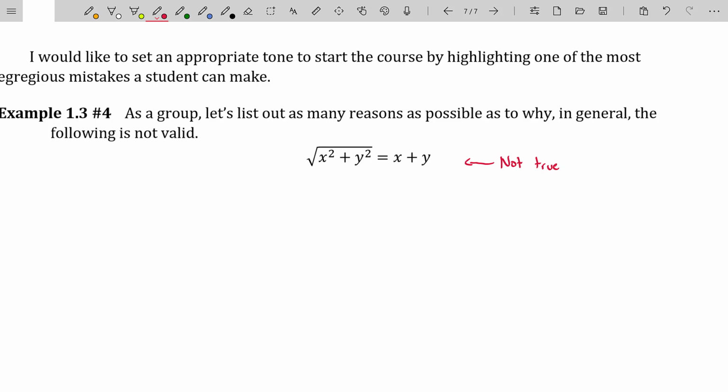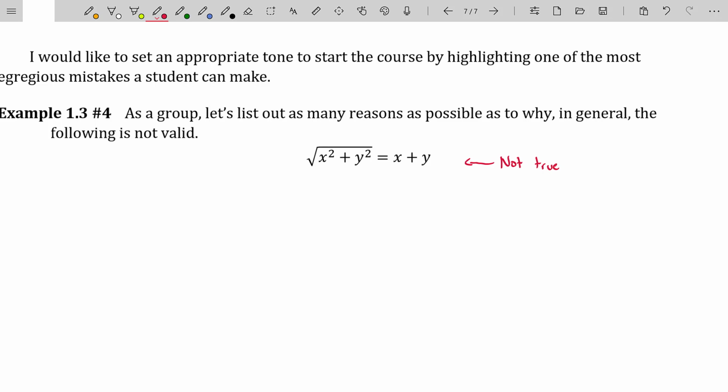It is true in a few cases. It's true when x and y are both 0. It's true when x is 1 and y is 0, and when y is 1 and x is 0. It's actually true when x is 0 but y is non-zero, as long as y is positive. And it's true if y is 0 and x is some positive number. So there are a lot of cases where it is true, but in general, there's an infinite number of cases where this is false.